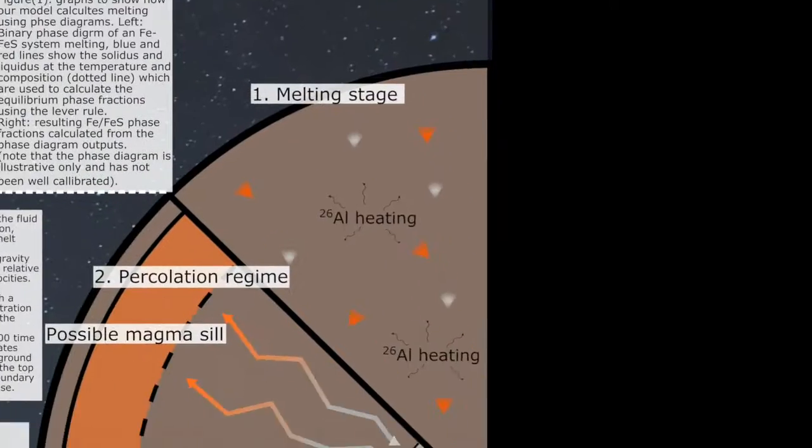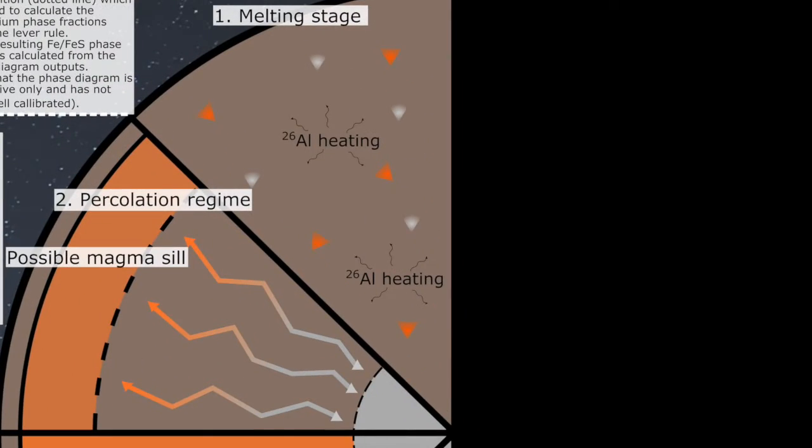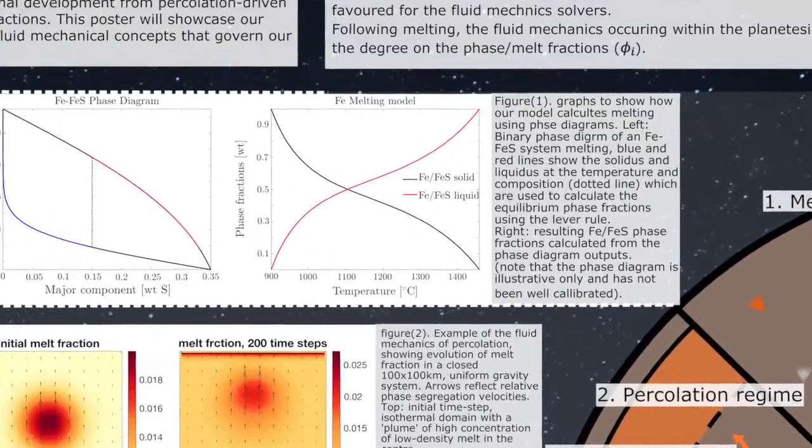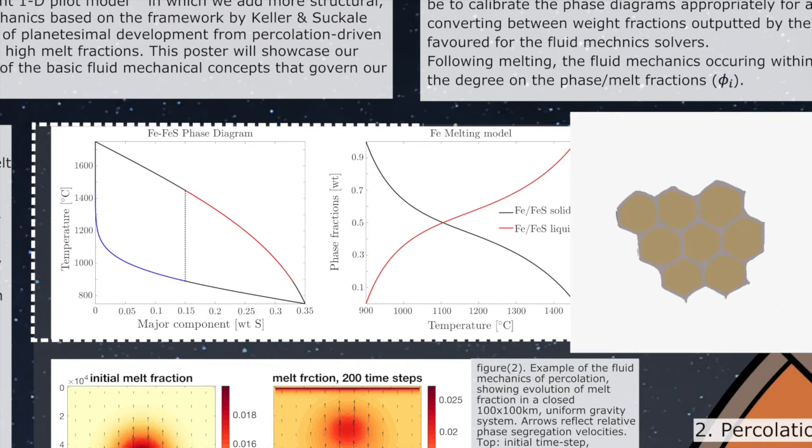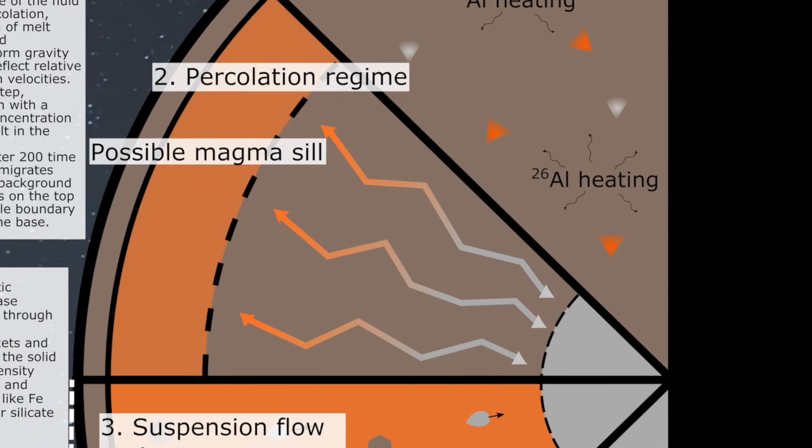Firstly, we calculate the melting of primitive chondritic rock by using computationally generated phase diagrams. We use the lever rule to calculate the melt fraction at any given composition and pressure-temperature conditions at a time. The earliest differentiation may occur at low melt fractions shortly following the onset of melting.